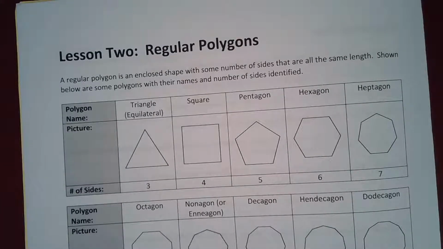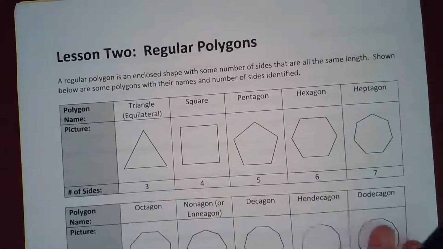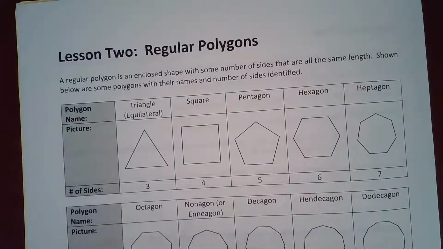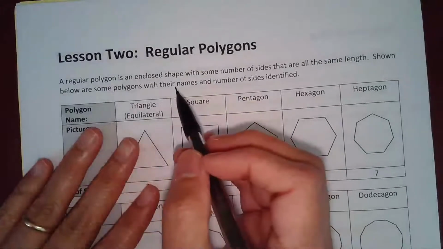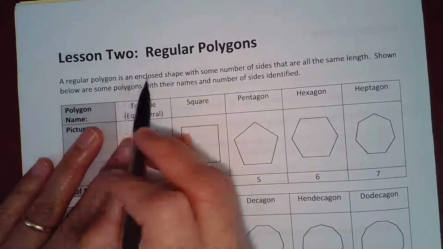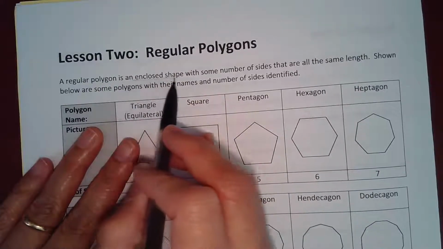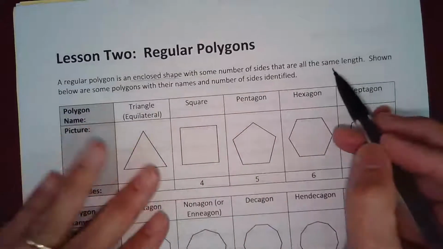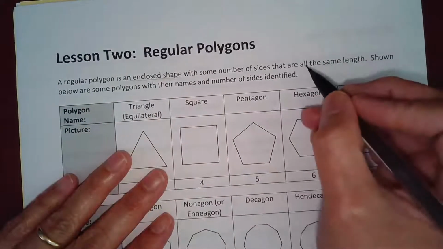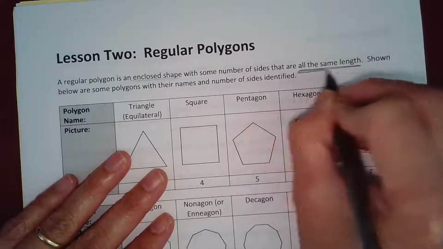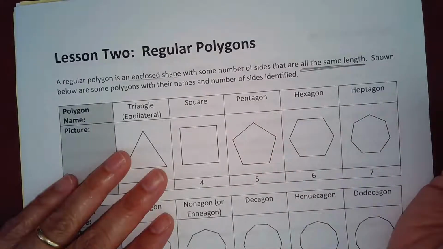So anyways, today we're going to talk about regular polygon. So what is a regular polygon? Let's break down the words in here. It says here, a regular polygon is an enclosed shape with some number of sides that are all the same length. So this is a key word, all the same length. That's what makes it a regular polygon, because they're all the same length.